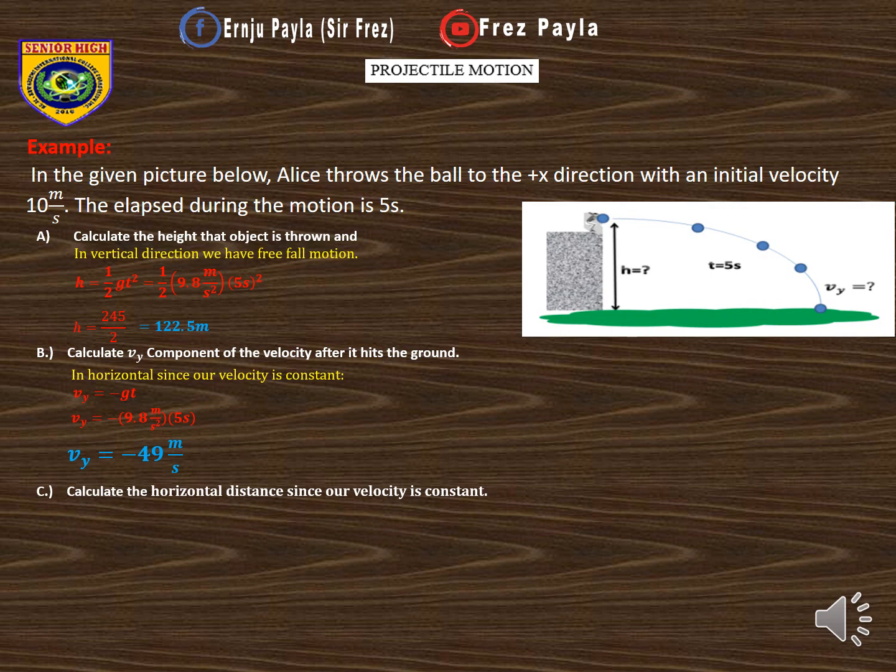Calculate the horizontal distance. Since our velocity is constant, x is equal to vt. Madali lang. So, yung v natin, merong 10 meters per second. Yung time is 5 seconds. Cancel yung s. So, matitira m. So, yung x is distance. Makuha natin yung distance, 50 meters. That is final.